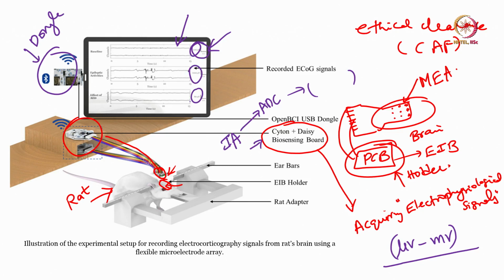And this is one of the papers published from our lab, and I have taken the schematic from the paper. So, you can look at it, these are the various aspects. First of all, what is this? First you need to have a rat, and to perform the experiments you need to have ethical clearance, then you need to have an electrode array, are you getting it?